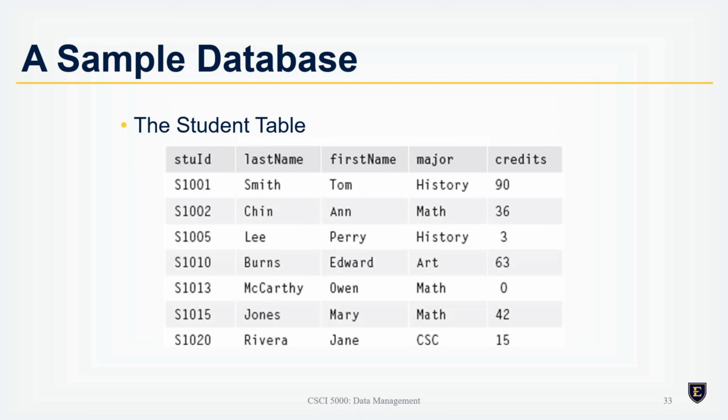So we have a table that is a list of students that has a student ID, a last name, first name, major, and credits. This particular set of information is only about students, and we see that only Jane Rivera is a computer science student. But we have 2 history majors, we have 3 math majors in that data, and 1 art.